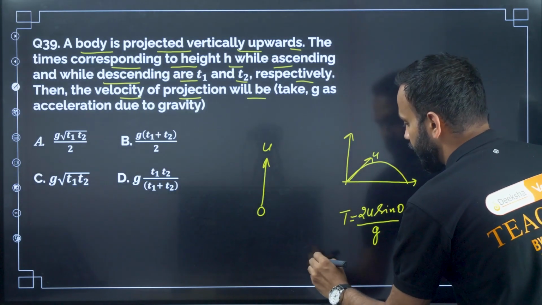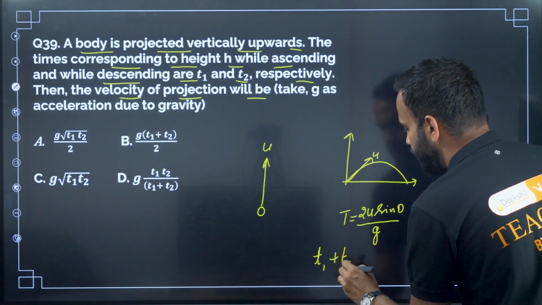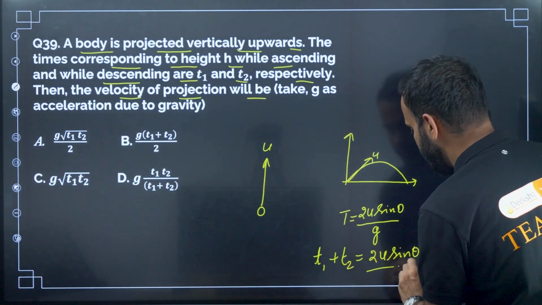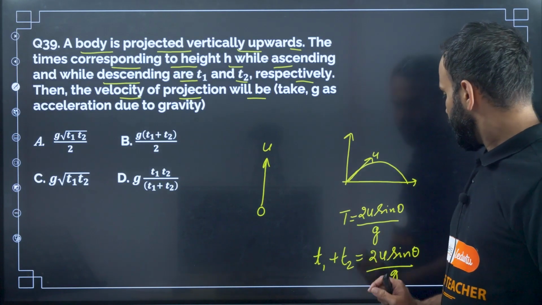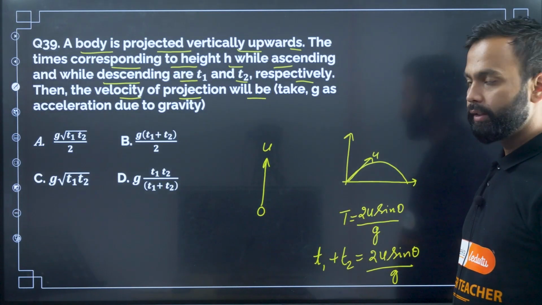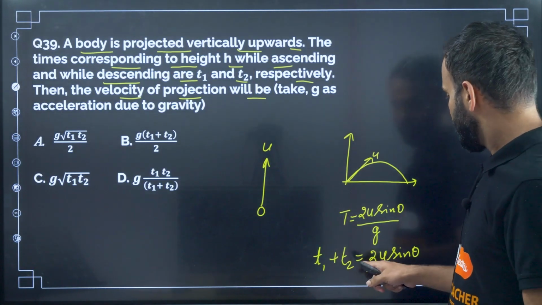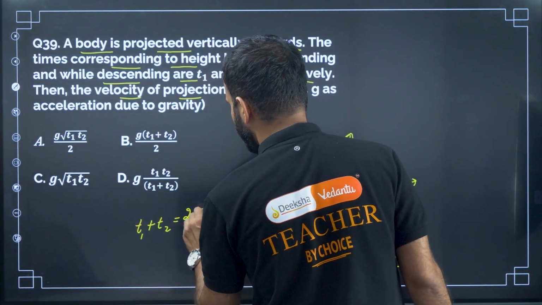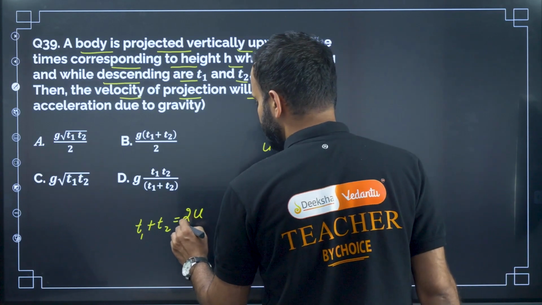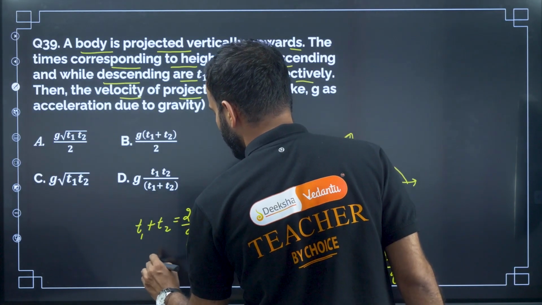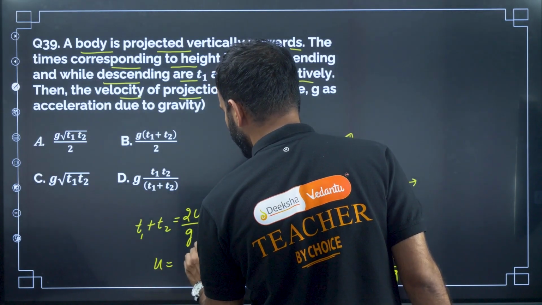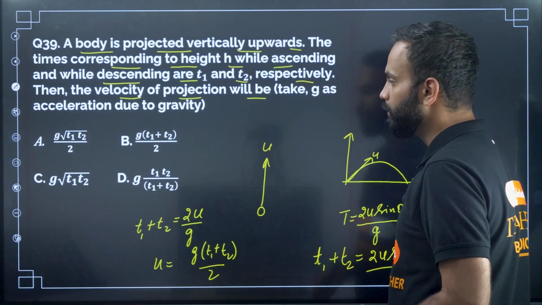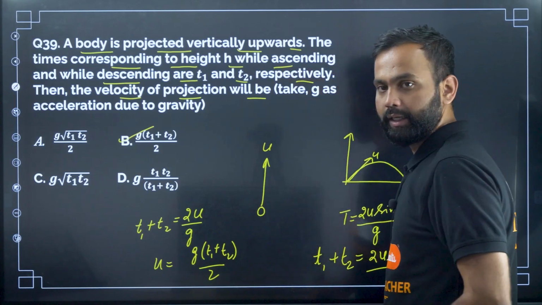So T is equal to the time of ascending t1 plus the time of descending t2, which is equal to 2u sin theta divided by g. In this case theta is 90 degrees. So t1 plus t2 is equal to 2u times sin 90 degrees, that is 1, divided by g. So u equals g times (t1 plus t2) divided by 2. This is one way to solve this question. Option B is the correct answer.